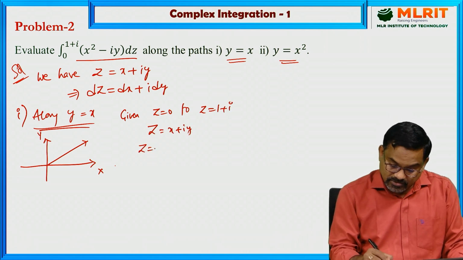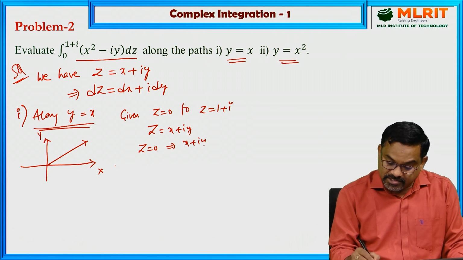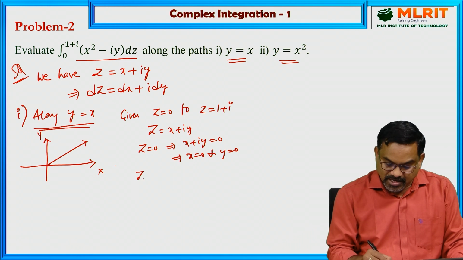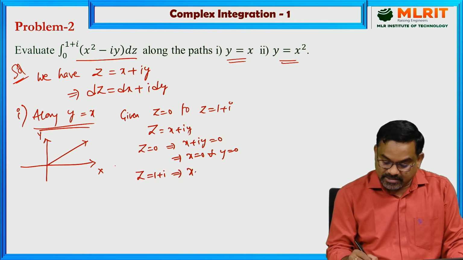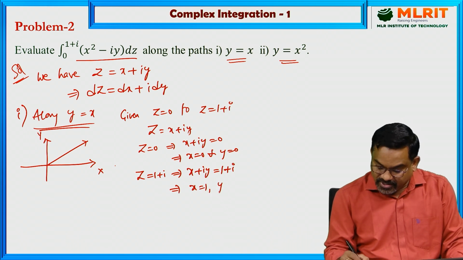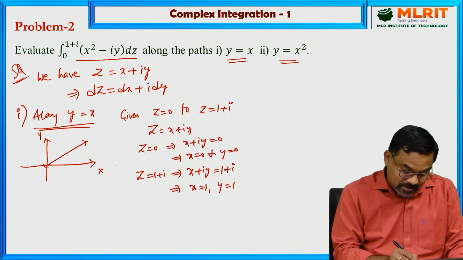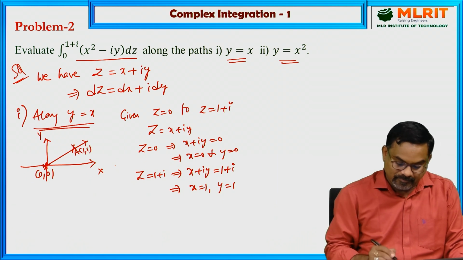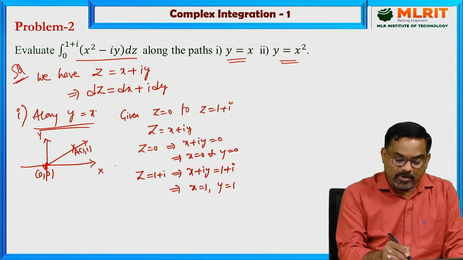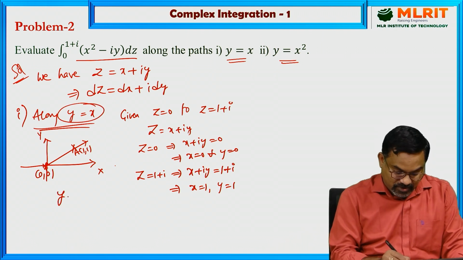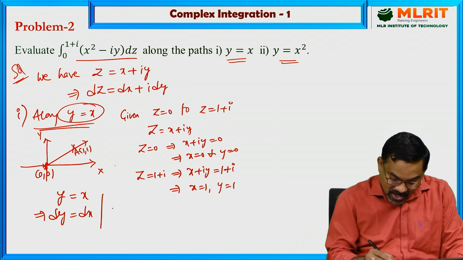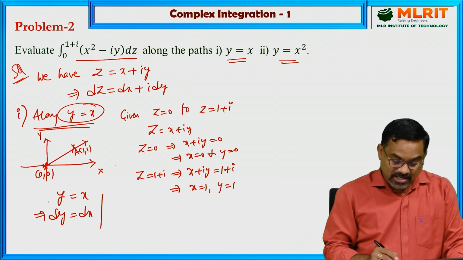So z equal to 0 means x plus iy is 0, so x is 0 and y is 0. Similarly, z equal to 1 plus i implies x plus iy is 1 plus i, so x equal to 1, y equal to 1. So the points are origin (0, 0) and (1, 1). In the first problem, we need to replace y by x. Y is equal to x, that implies dy becomes dx, and we are writing everything in terms of x. Hence, we need x limits.